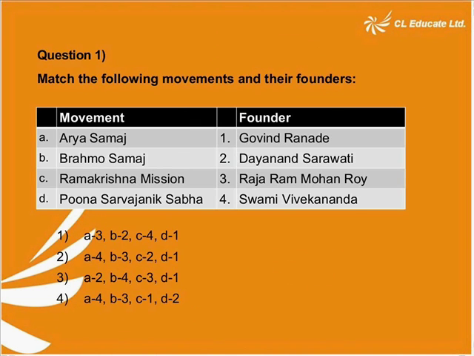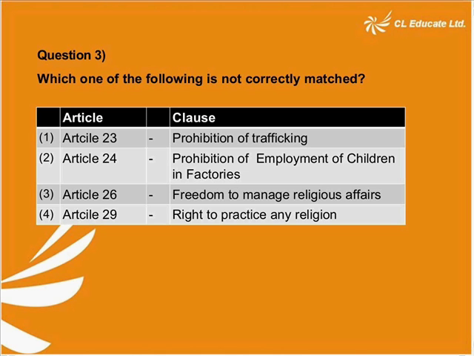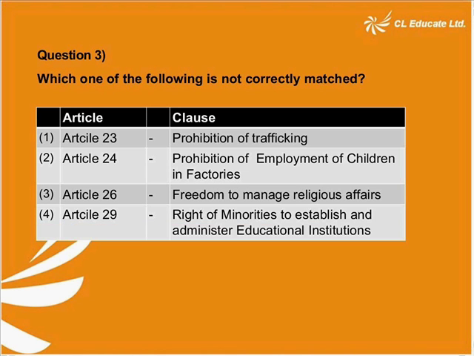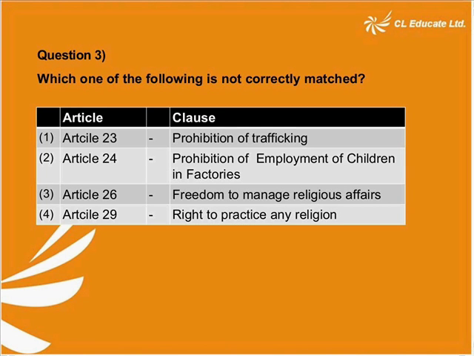Well, they are the fundamental rights. They are from Part 3 of the Constitution. Part 3 of the Constitution is fundamental rights. If some of you remember, in the last session we had this question. These are from the fundamental rights. So which of these is not matched? 23 is correct, 24 is correct, and 26 is correct. Article 29 is incorrectly mapped. It is about minorities establishing their educational institutions. So overall, the correct option is option 4.